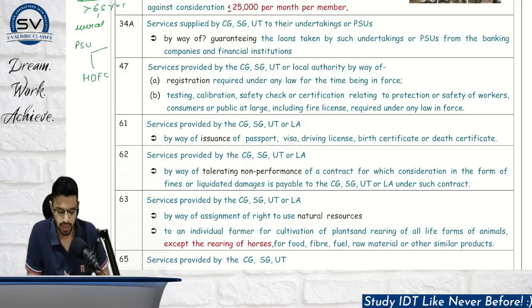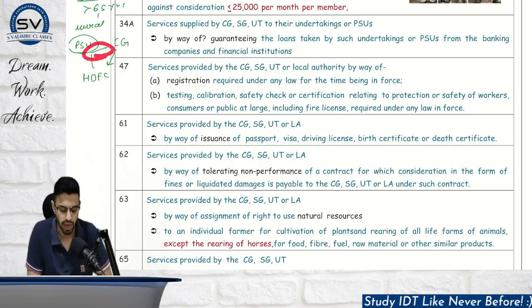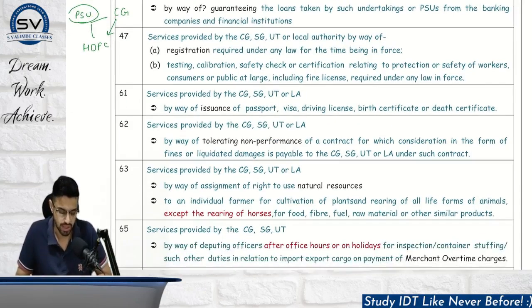And let's say the central government is giving a guarantee to HDFC that whatever loans the PSU is taking, we are guaranteeing that if it defaults, we will pay. So obviously some consideration will be charged against this kind of a guarantee from the PSU. This is exempt from GST.